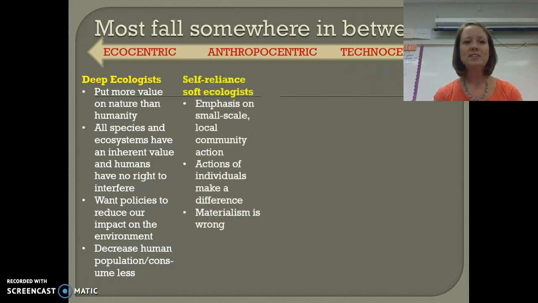All right, now a soft ecologist or self-reliant falls somewhere in between. You can be an ecocentric soft ecologist or an anthropocentric soft ecologist. So soft ecologists put an emphasis on local actions, so small-scale changes, and the idea that the actions of an individual make a difference. We want to de-emphasize materialism, make sure that we are consuming less resources.